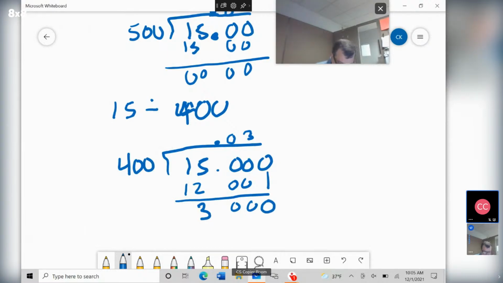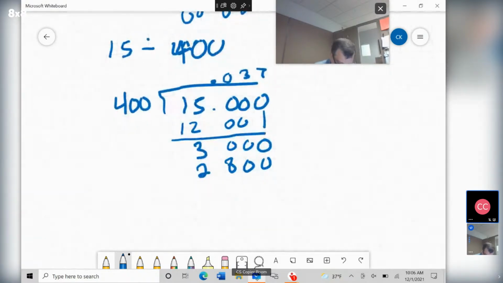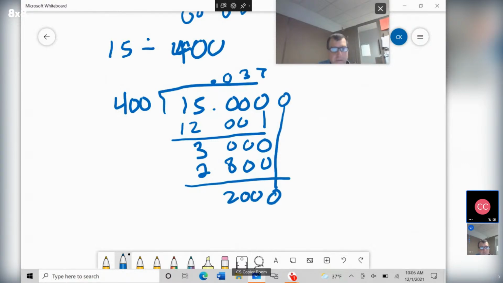Now 4 goes into 30, if we want to look at it that way, 7 times. And we know 4 times 7 is 28, so we're going to do 28, 0, 0. This is going to give us 200. And 400 is too big, so what we're going to have to do is add another 0 and bring that down. And how many times does 4 go into 20? It's going to be 5 times. So your answer is going to be 0.375.